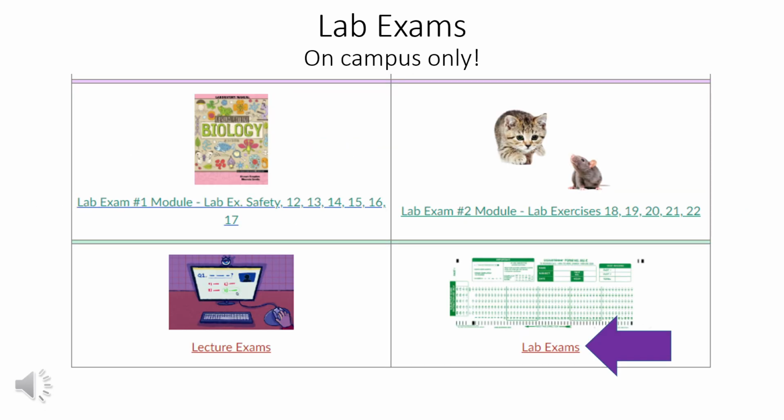On the bottom right-hand side is the lab exams. The lab exams are on campus only. We will talk more about them when we get closer. But you'll need a Scantron, you'll need a pencil, you'll need to have studied everything for lab exam number 1 and then studied everything for lab exam number 2. We go around the lab room. More details later. There's really not a lot there if you click it, but I put the lab exam stuff there.